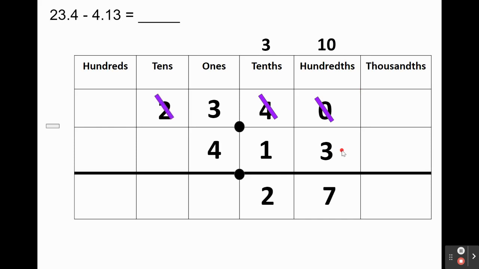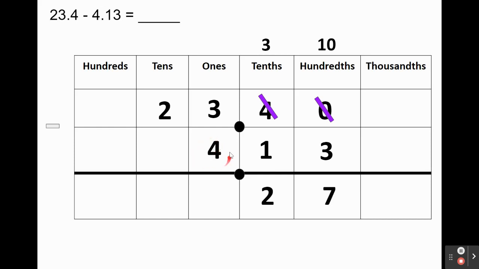Now I can subtract 10 hundredths minus 3 hundredths, and that gives me 700. Whoa. Getting a little ahead of myself there. So 10 hundredths minus 3 hundredths is 7 hundredths. And now I can do 3 tenths minus 1 tenth is 2 tenths.